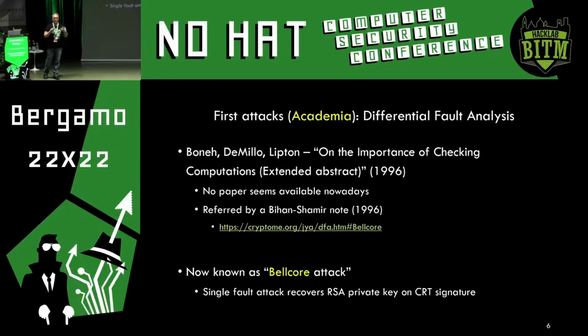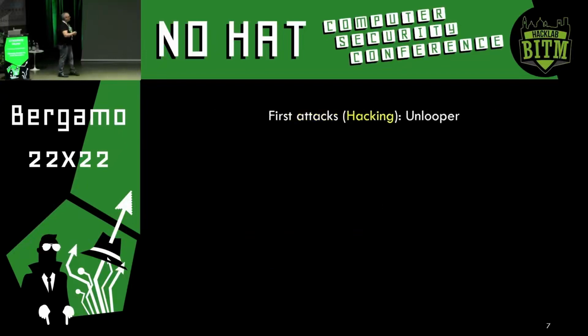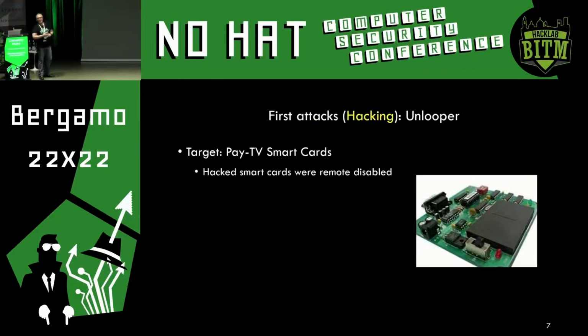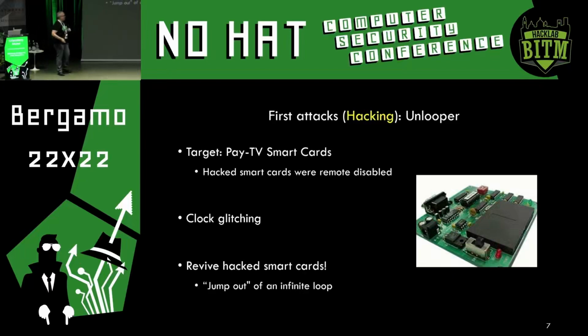So this shows that academia in 1996 had already figured out ways of using faults. Not only that, attackers have also figured out ways of using fault injection attacks. You may remember, at the end of the 90s, some of you are aware, the use of fault injection for unloopers. You had a smart card used for payment of PayTV. After some point in time, or after some attacks, these went into an infinite loop, and using fault injection, we get them out of the infinite loop. That's why they are called unloopers. It used clock glitching to revive the smart card and make it jump out of an infinite loop.